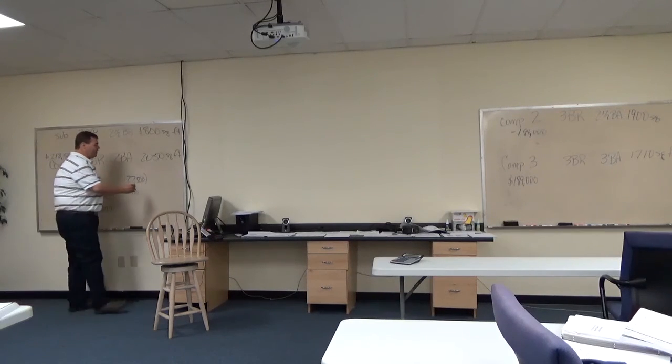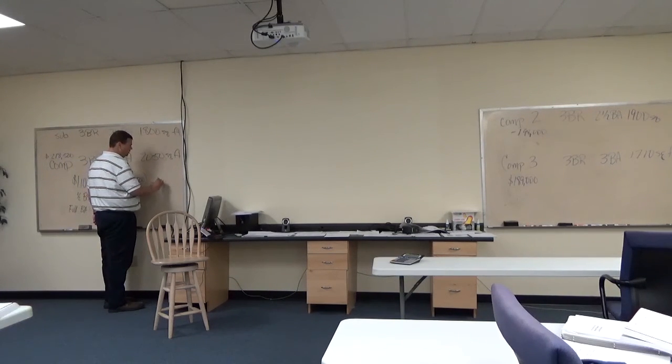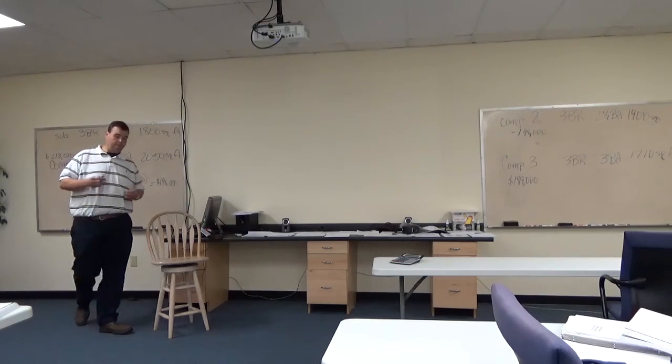What do you come up with as an indicated value for comp 1? 196. $196,000. Okay?